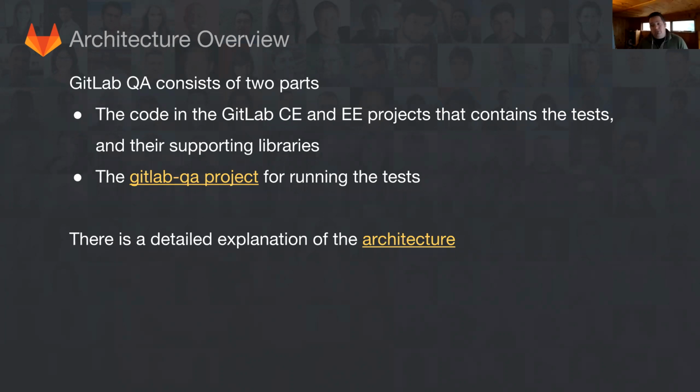The second key component is the GitLab QA project itself. This is a separate project, and it handles running the tests. You can run against a Docker instance, or you can run against an existing GitLab instance, and you use the GitLab QA project to handle the orchestration of talking to the instance, handling the login, and then running the tests against whatever instance you choose. If you're curious about how the architecture works, Remy has put together a great architecture document. It is linked here in the slide, which should be available for everybody.